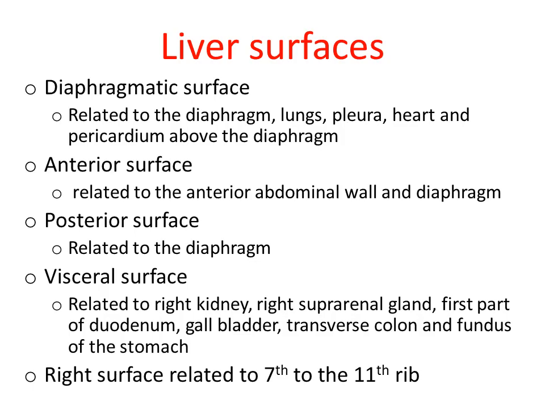Let us talk about the liver surfaces. The liver has a diaphragmatic surface, which is related to the diaphragm and to the lungs, pleura, heart, and pericardium above the diaphragm, and also has an anterior surface, which is related to the diaphragm and the anterior abdominal wall. The posterior surface of the liver is also related to the diaphragm. The most important, the visceral surface of the liver, is related to the right kidney, right suprarenal gland, first part of the duodenum, gallbladder, transverse colon, and fundus of the stomach. The right surface of the liver is related to the 7th to 11th ribs.